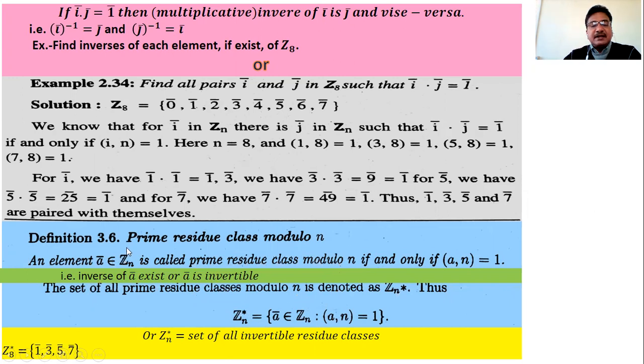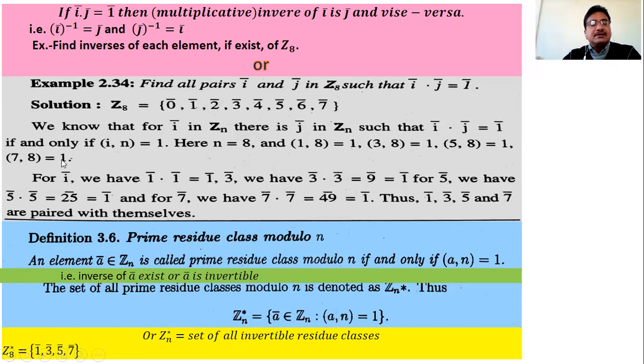So Zn contains all residue classes, and Zn star means what? The set of prime residue classes. a bar belongs to Zn, that is the element of Zn such that the greatest common divisor of a and n is 1, means the a bar inverse exists. If the inverse of a bar exists, or a bar is invertible, then it belongs to Zn star.